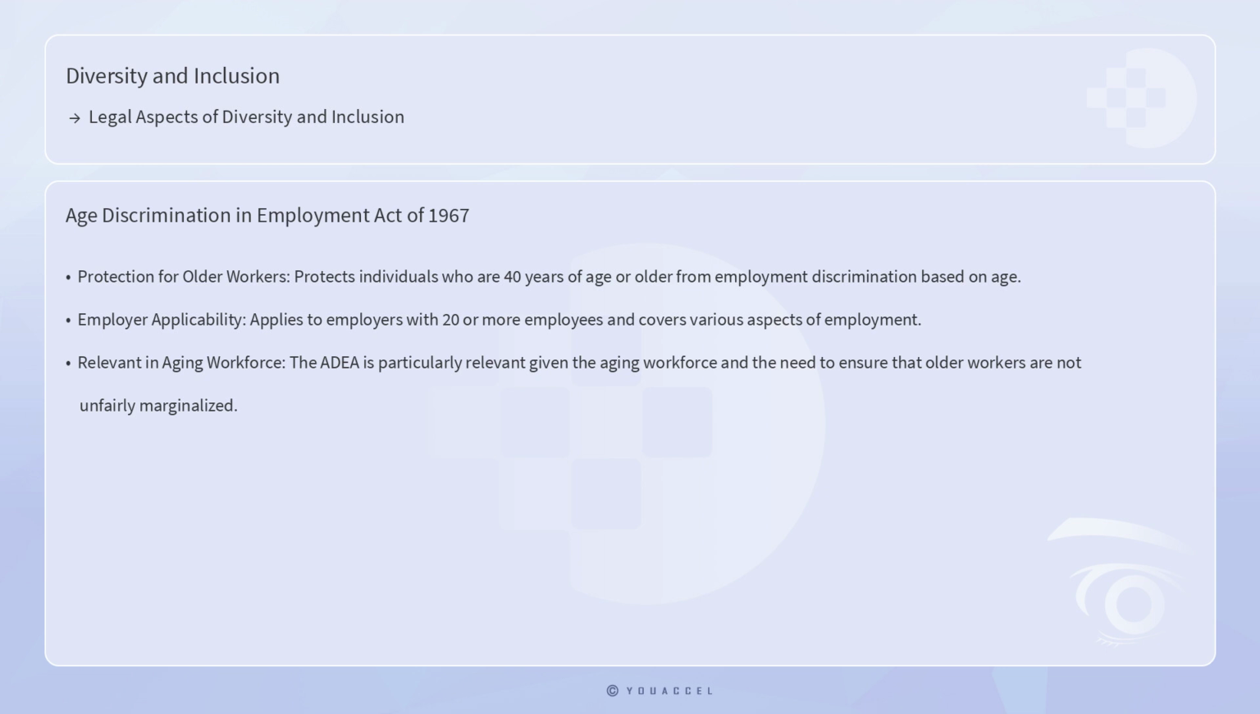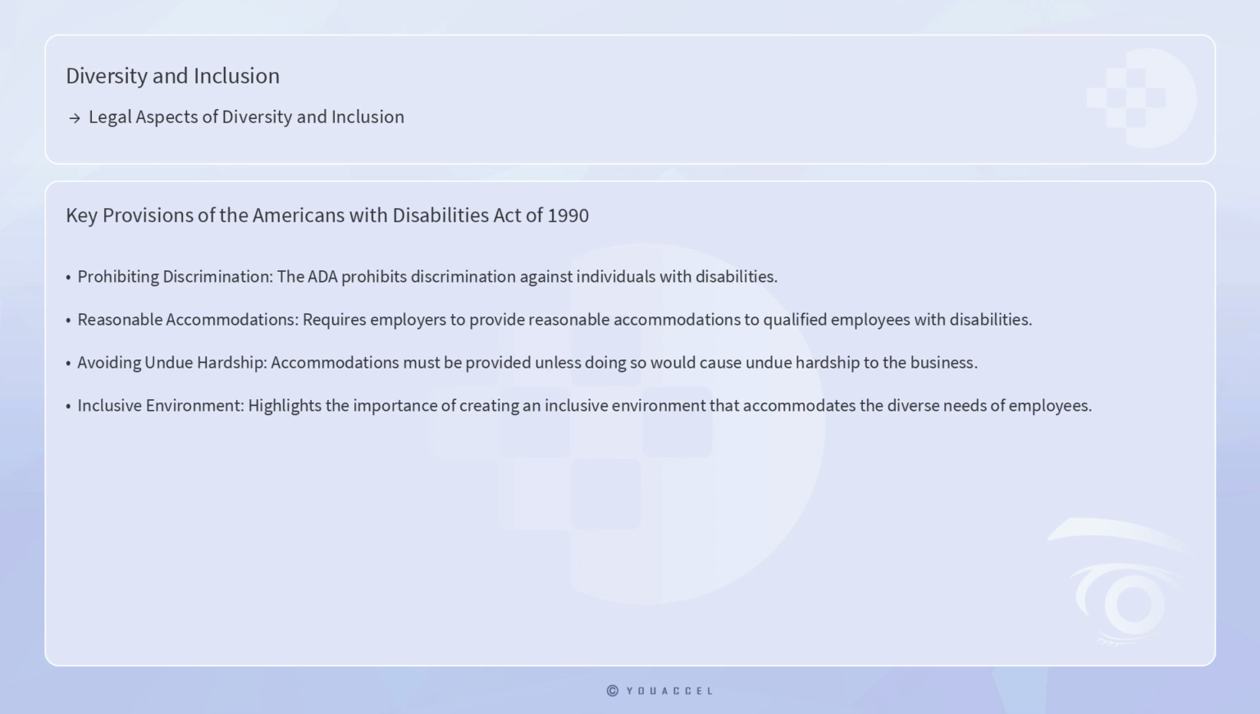not unfairly marginalized. The Americans with Disabilities Act of 1990 further expands the legal protections for employees, prohibiting discrimination against individuals with disabilities. The ADA requires employers to provide reasonable accommodations to qualified employees with disabilities, unless doing so would cause undue hardship to the business. This law highlights the importance of creating an inclusive environment that accommodates the diverse needs of employees.